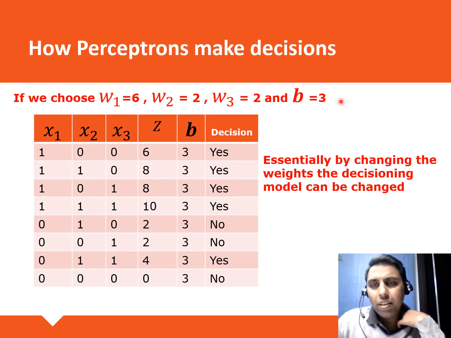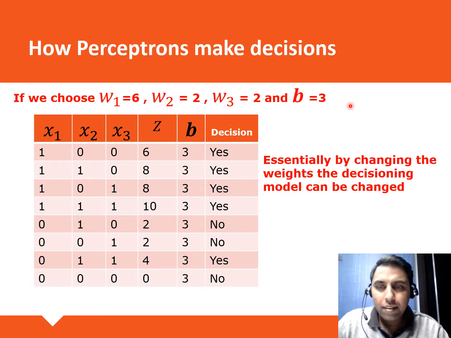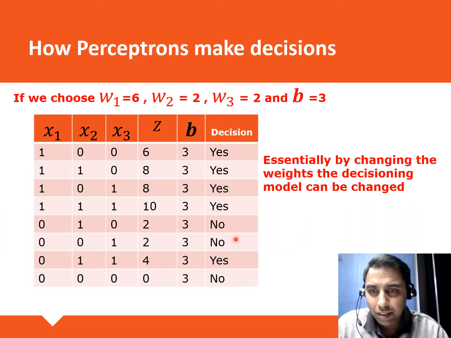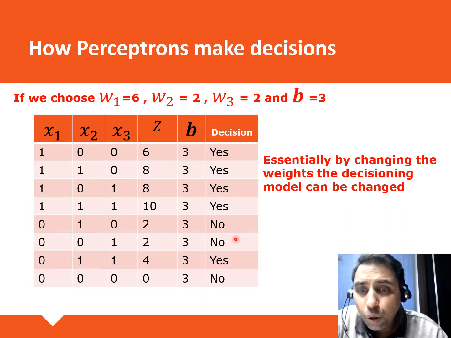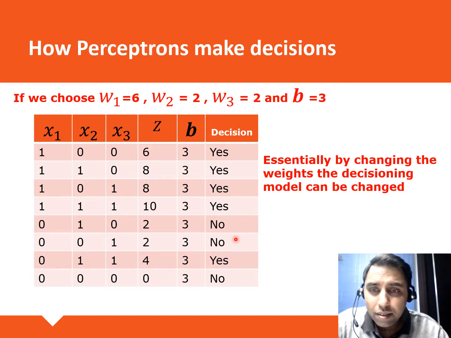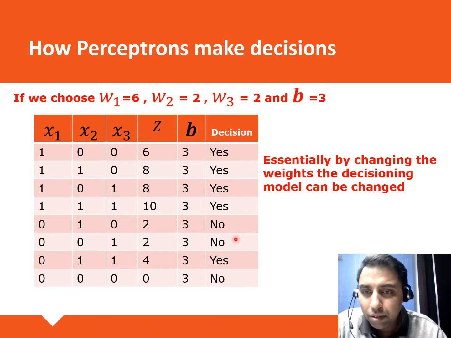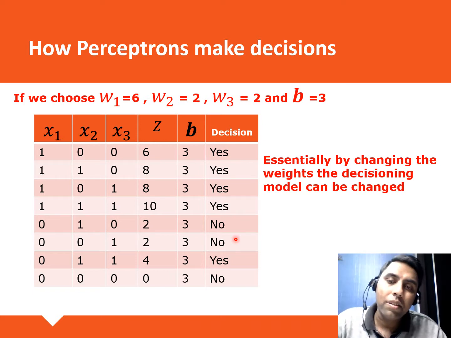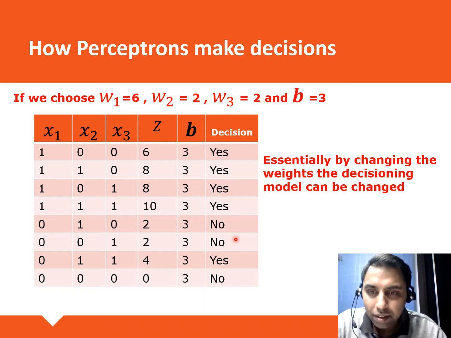So essentially, what we see here is that as you change the values of the W's and the B's, the decisioning model itself is changing. Here we looked at two particular choices of W's and B's to understand how the decisioning system actually works. But to ensure that the decision you're making is the right decision, there is training of the algorithm involved. The algorithm has to be trained to estimate the weights in such a way that the decision you are taking is the right decision.